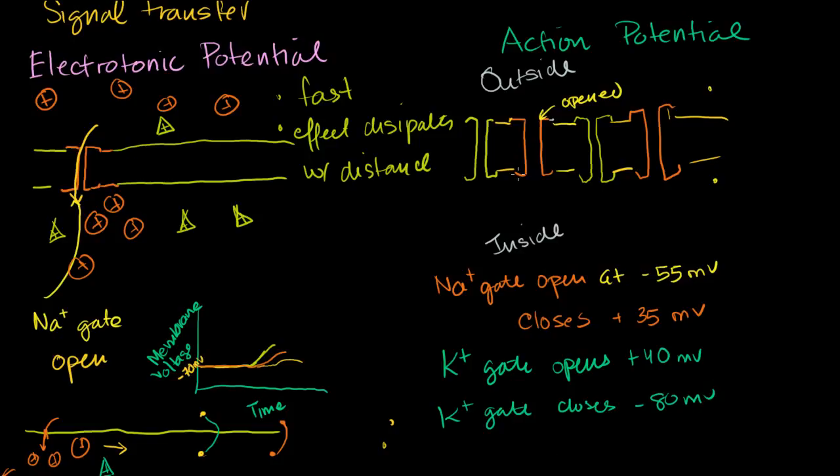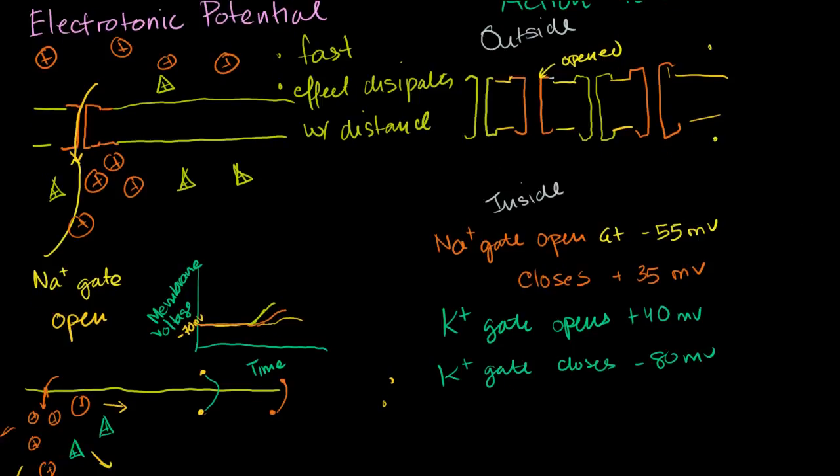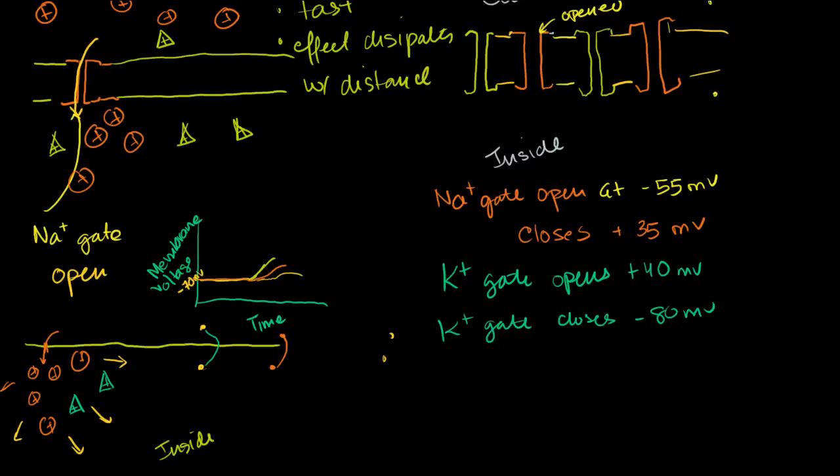So what's going to happen? Let's say that for whatever reason, the voltage here has now become minus 55. Let me do a chart just like I did down here. So I want to have space to draw my chart. Chart just like I had there. This is membrane voltage, and this is time down here.